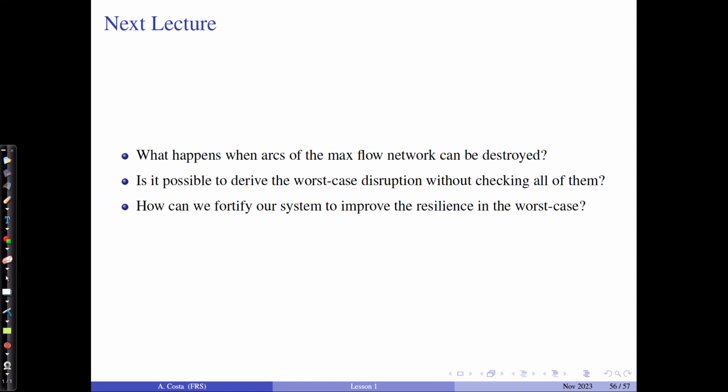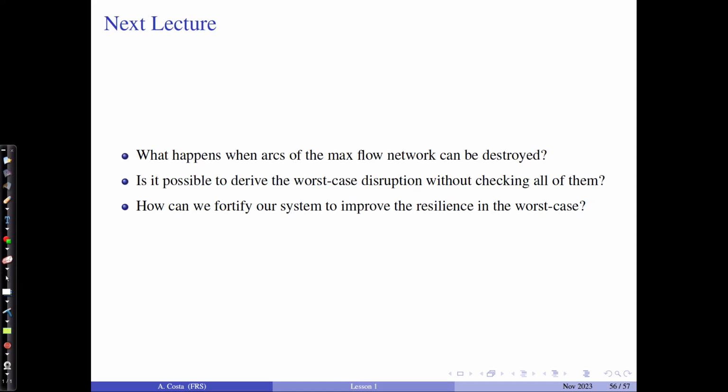What we will be doing in the next lecture? We want to look at the max flow. We start again from the max flow. And we want to see what happens when some of the arcs of the network can be destroyed. Imagine like an attack or any other kind of failure. And we want to ask ourselves, is it possible to derive the worst case disruption without checking all of them? So what is the disruption that will minimize the max flow without having to try all the disruptions?